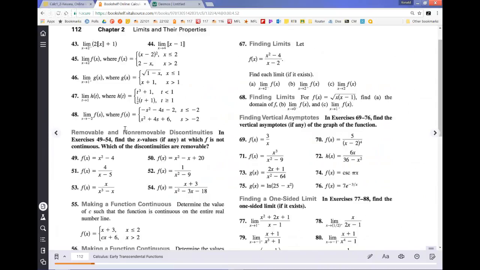What happens when you plug in a negative 2 on the bottom? Negative 2 squared is 4. 4 minus 8 is negative 4. Negative 4 plus 6 is 2. It's continuous because the left and the right sides work out.